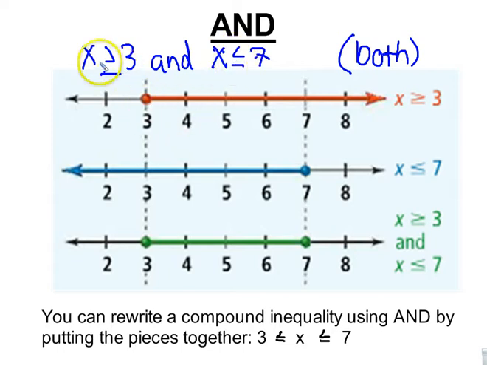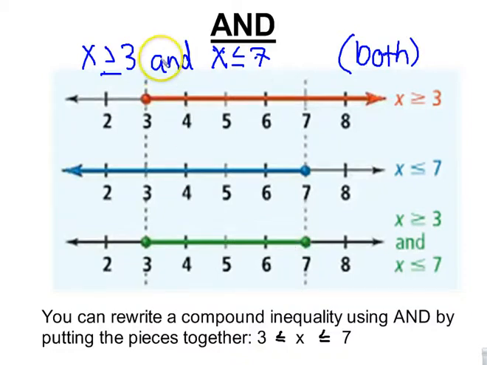Okay, so if we look at the graph of the first one, we have a closed circle shading right. If we look at the graph of the second one, we have a closed circle shading left. Do you notice that the number 3 and the number 7 and everything in between are shaded both red and blue? So that is the answer. The answer is going to be the overlap of the two pictures. Okay? So the answers are anything from 3 to 7. Those are the solutions that we're looking for.